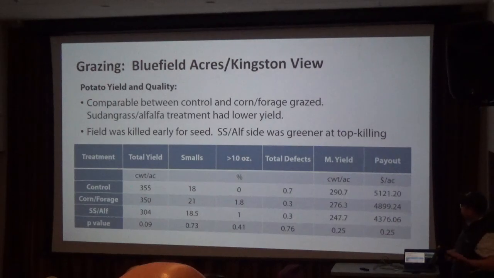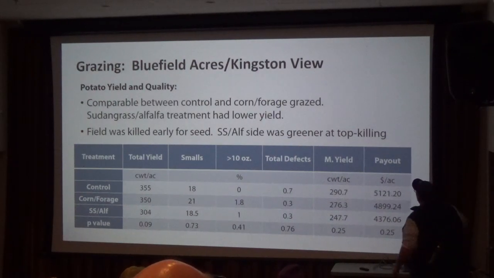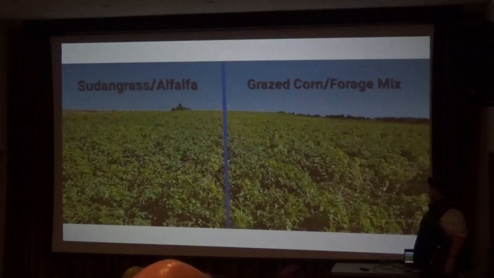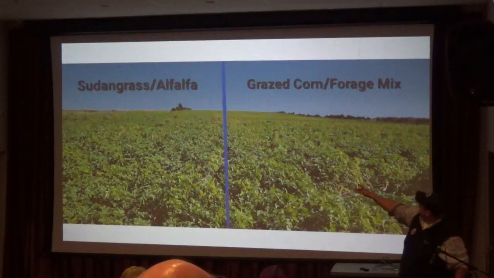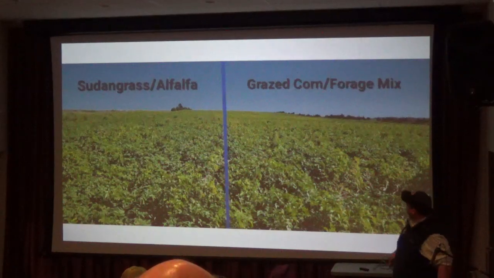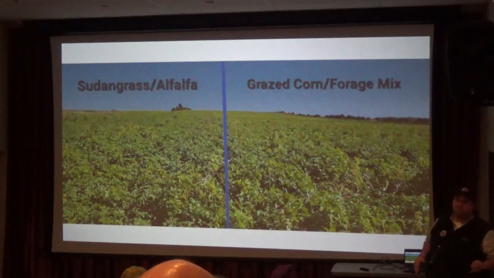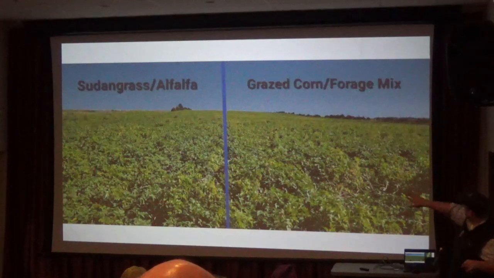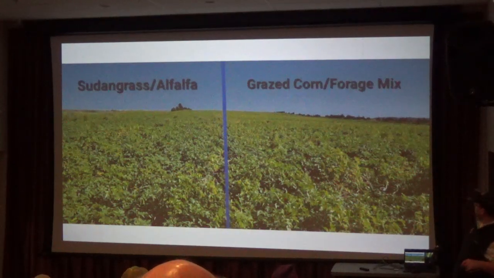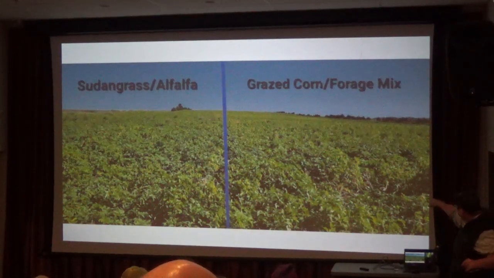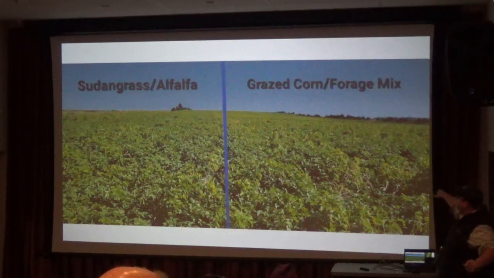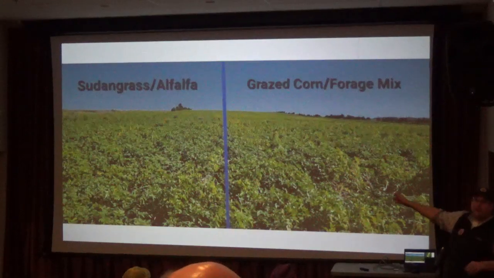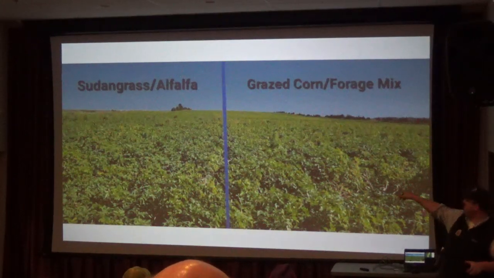Again, that surprised me. Why did it surprise me? Because I went into this field a week before it was killed. This side of the field by the fence line was where the Sudan grass alfalfa was, and it was noticeably greener and noticeably healthier than this side, which was where the corn forage mix was. Like there's actually a little bit of verticillium and a little bit of yellowing on this side, and this side was still rank green. And I thought, oh man, this side's going to be better.